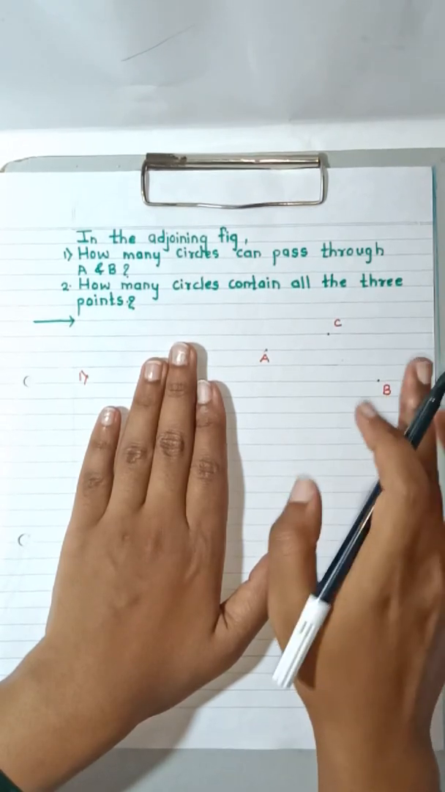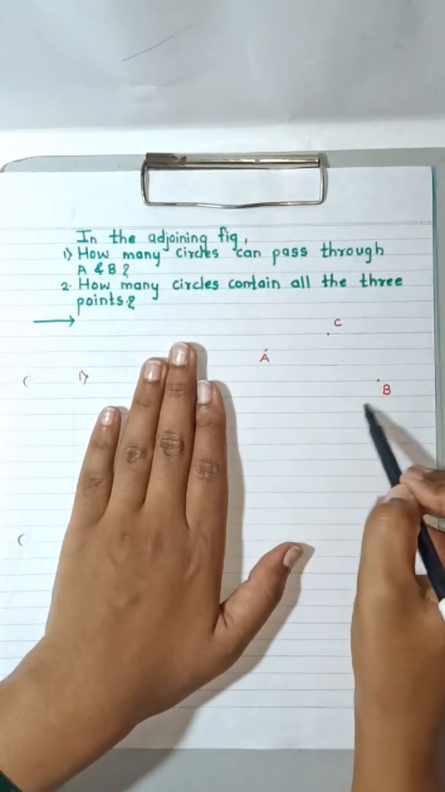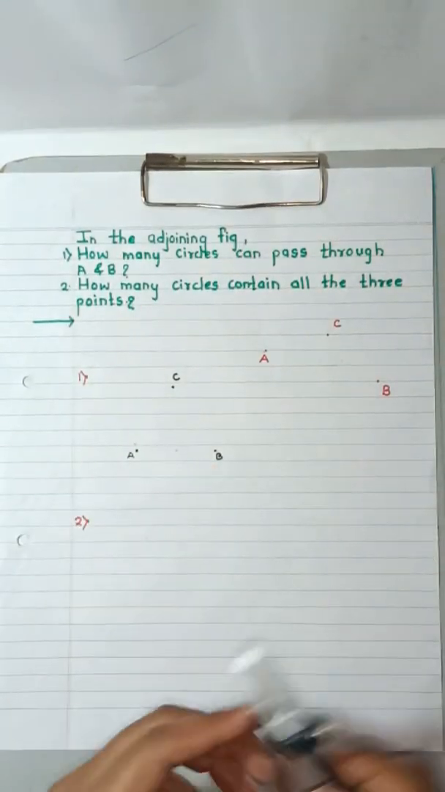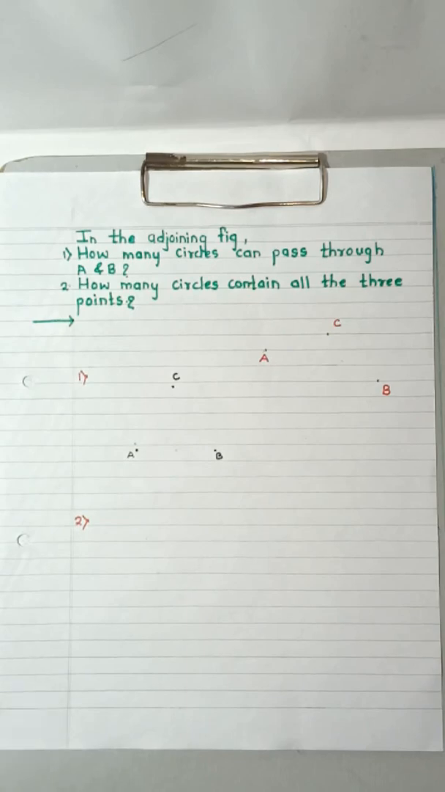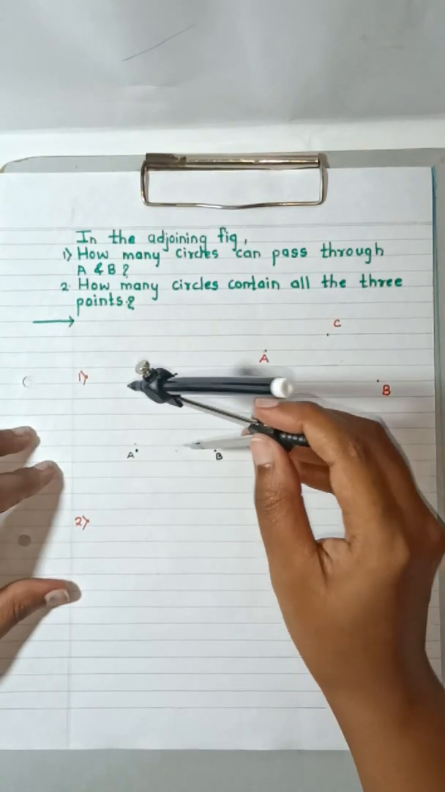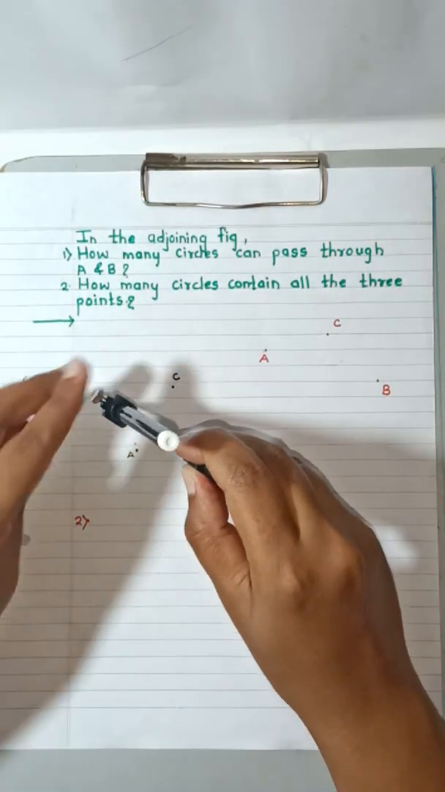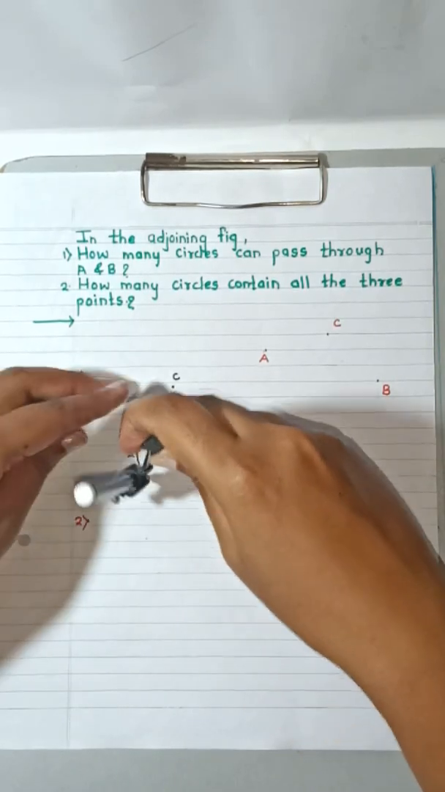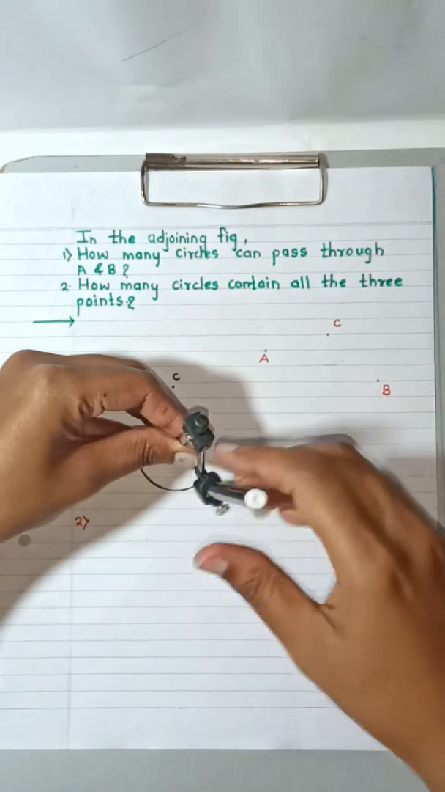Only one circle you can draw passing through these 2 points. Okay, I'll show you. All the 3 points cannot come in that. Only 2. Suppose I'll see here. I'll show you. See.